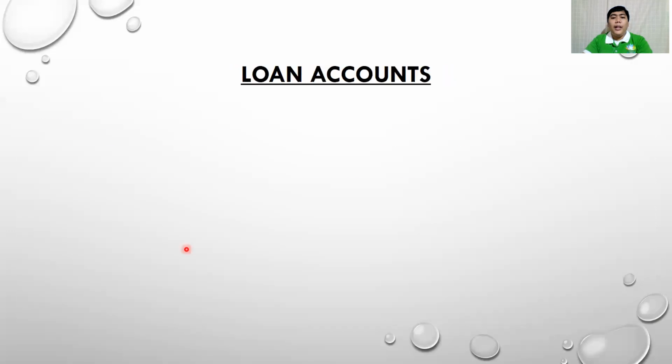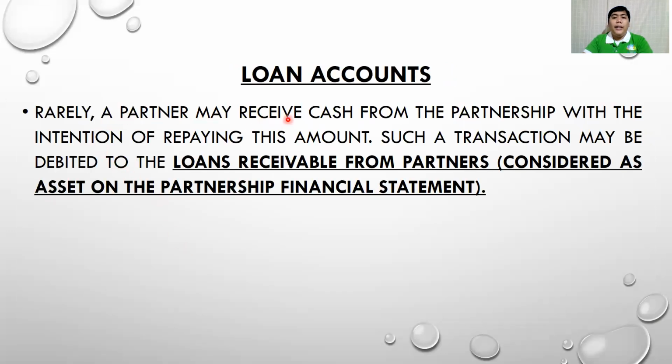Next is the loan accounts. Rarely, a partner may receive cash from the partnership with the intention of repaying this amount. Such a transaction may be debited to loans receivable. What does it mean? If any partner says, I will borrow from the partnership, it is not automatically debited from the capital accounts, but it is considered as loans receivable from partners, considered as an asset on the partnership financial statement.